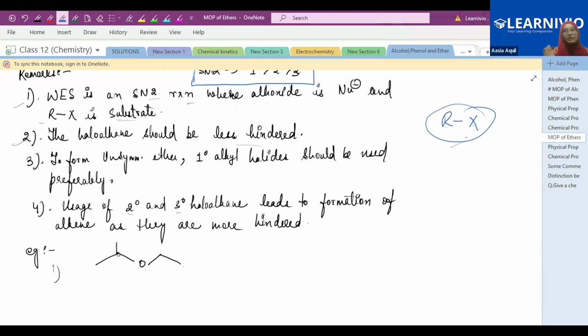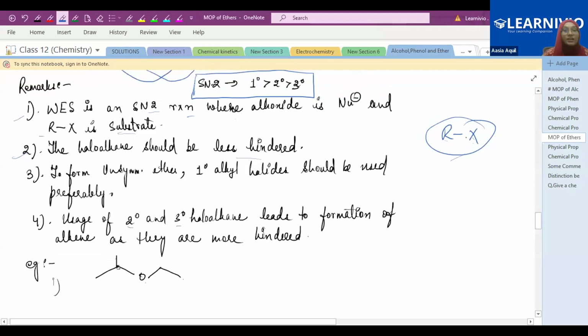Not the secondary and tertiary, because secondary and tertiary will have more CH3 groups, and these are bulky groups, so due to that there will be more elimination. Because of that you will get another product also. You will not get only one product, you will get another product also.